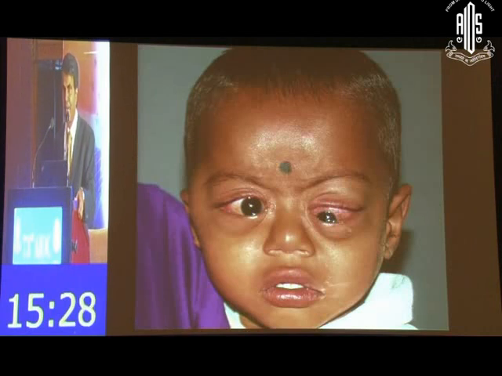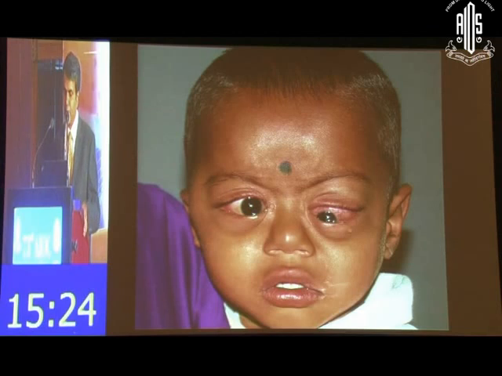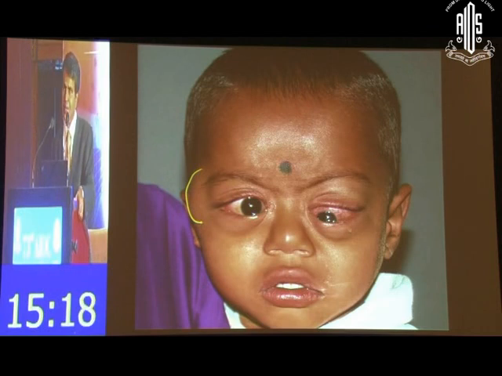Now, children can also have metastasis. If you have bilateral proptosis in a child with a temporal fossa swelling, you won't do anything else except send this patient to a pediatric oncologist on the same day. What is this?